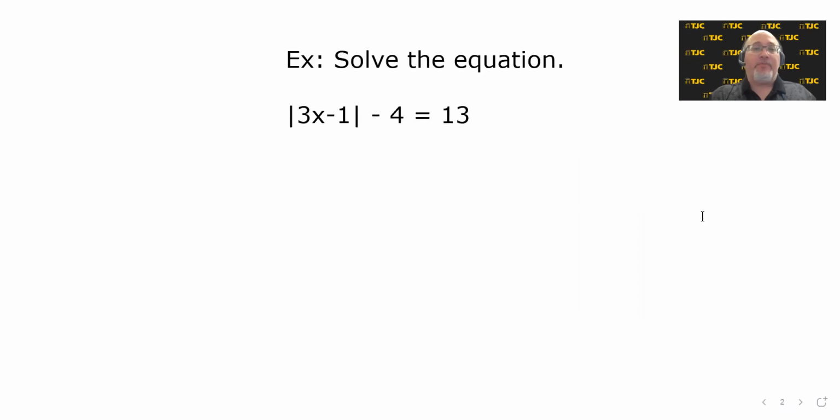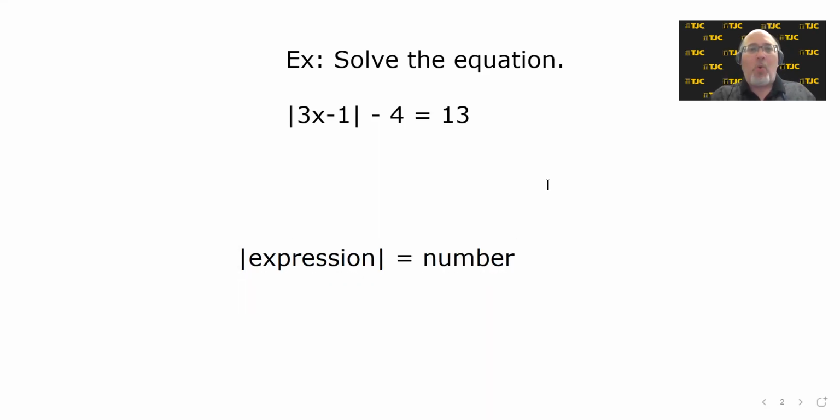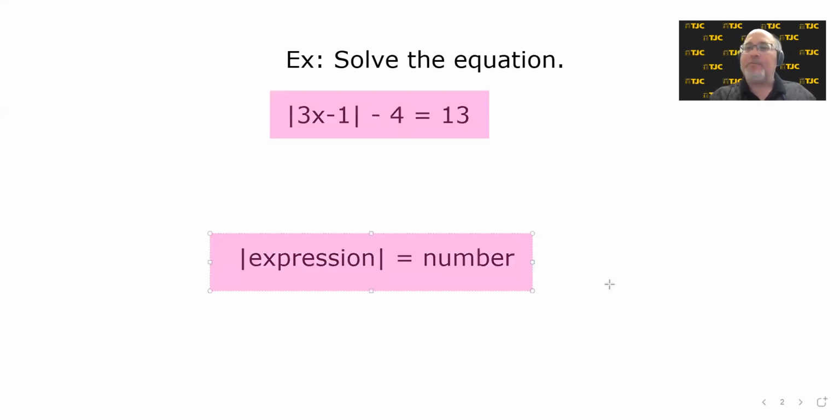So here's an example. Let's say we want to solve the equation, the absolute value of 3x minus 1, followed by minus 4, is equal to 13. Well, let's think about why this is different than what we saw previously and how we can get it to a state that we can solve. We know how to solve an absolute value equation, assuming that you watched the previous video, of the form absolute value of some expression equals a number. So why is this not that?